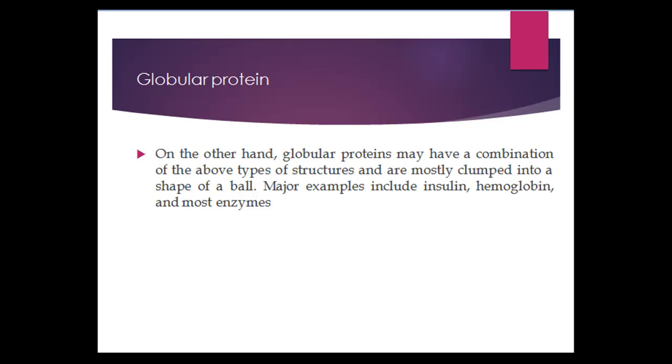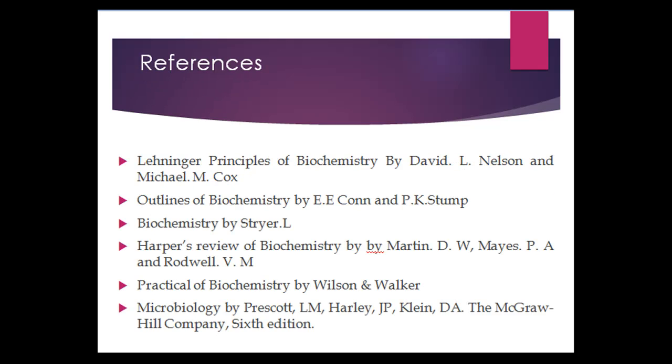The second type of quaternary protein is a globular protein. On the other hand, globular proteins may have a combination of the above types of structures and are mostly clumped into a shape of a ball. Major examples include insulin, hemoglobin, and most enzymes.